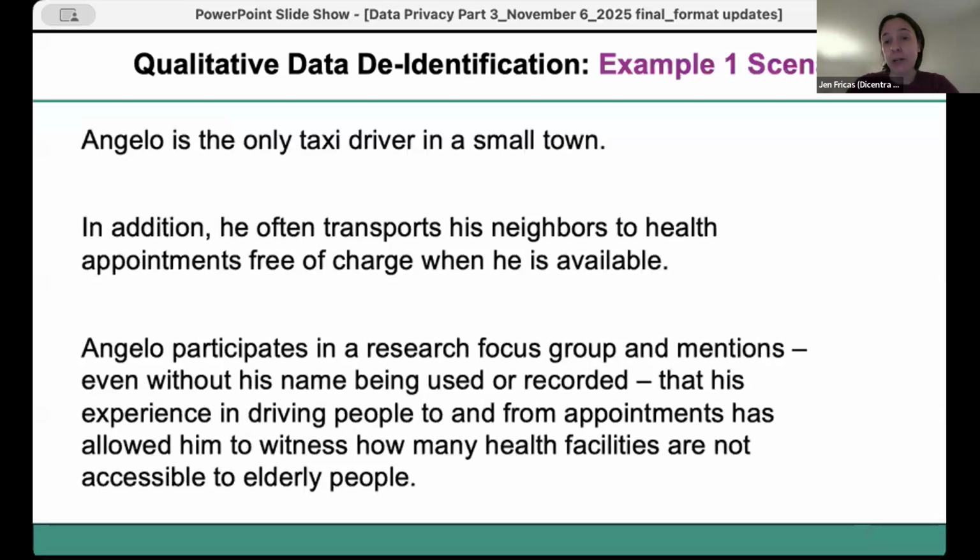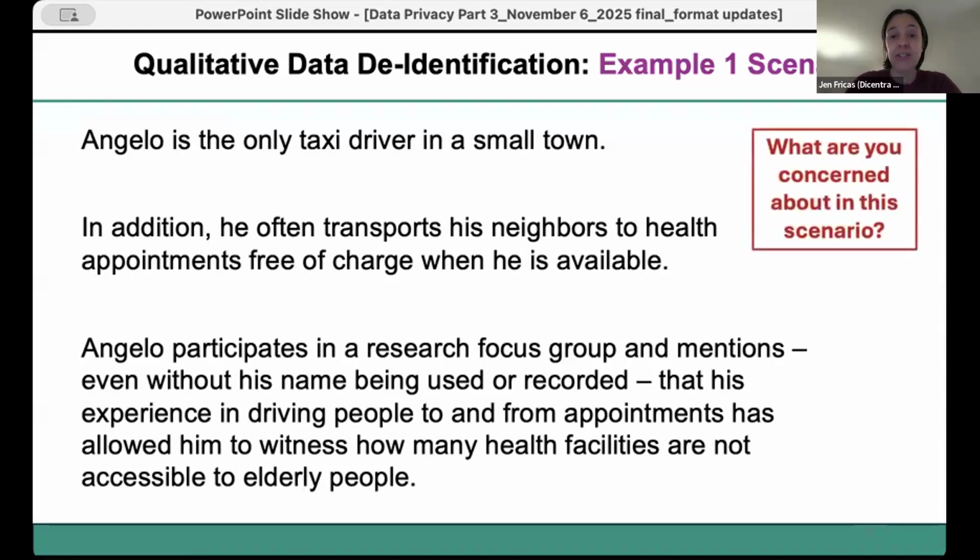So here's our first scenario. Angelo is the only taxi driver in a small town. In addition, he often transports his neighbors to health appointments for free when he is available. Angelo participates in a focus group, and he mentions, even without his name being used or recorded anywhere, that his experience driving people to and from appointments has allowed him to witness how many health facilities are not accessible to elderly people. You can advance the question.